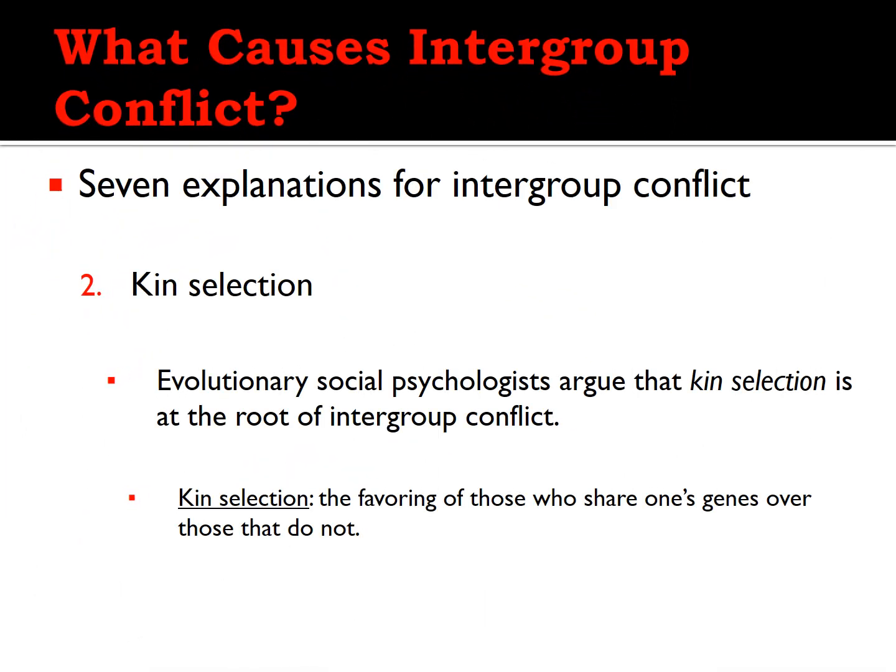Another explanation for intergroup conflict comes from evolutionary social psychologists. These social psychologists argue that kin selection is at the root of intergroup conflict. As you'll hopefully remember, kin selection is the favoring of those who share one's genes over those who do not. This is because doing so helps one pass one's genes on to the next generation. That is, helping your sister or your cousin survive, directly or indirectly, helps pass on your genes to the next generation, since these individuals share more of your genetic material than people genetically unrelated to you.